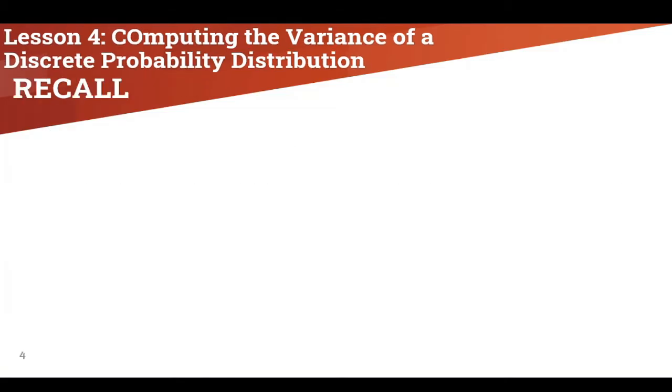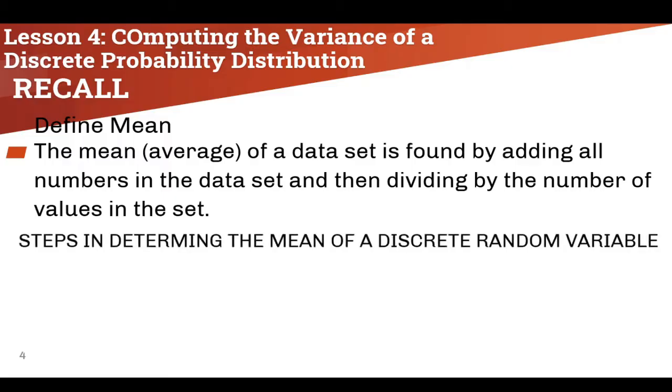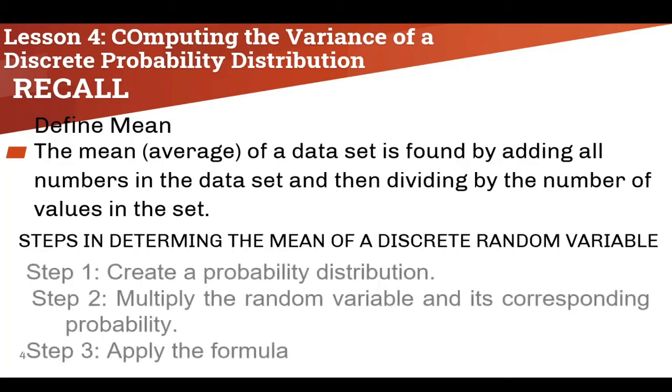Now, let's recall our previous lesson. How do you define the mean? Very good. The mean or average of a dataset is found by adding all the numbers in the dataset and then dividing by the number of values in the set. What are the steps in determining the mean of a discrete random variable? Step 1. Create a probability distribution. Multiply the random variable and its corresponding probability. Then, apply the formula. Very good. So, nare-recall natin yung previous lesson.